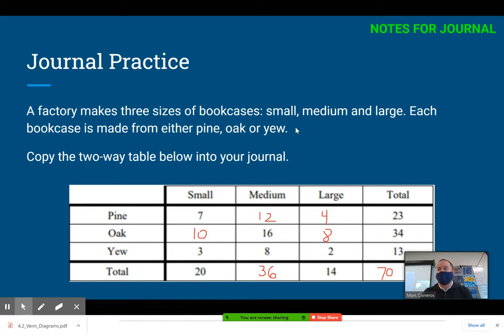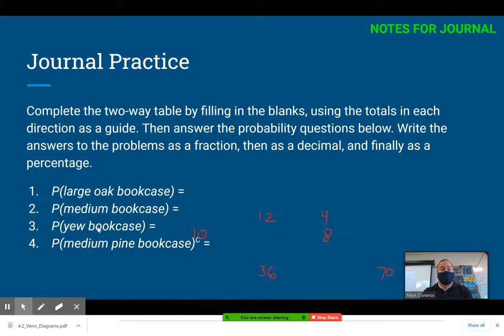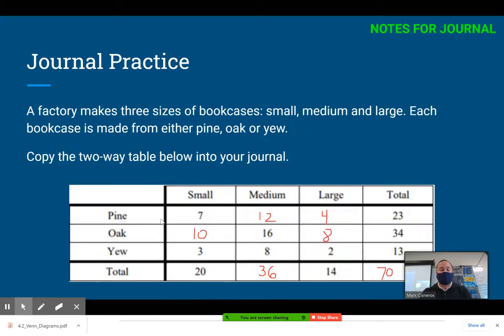Questions on that? Number 3, it says a yew bookcase. It doesn't say what size. So again, you're going to use the total. So it should be 13 out of 70 for that one.